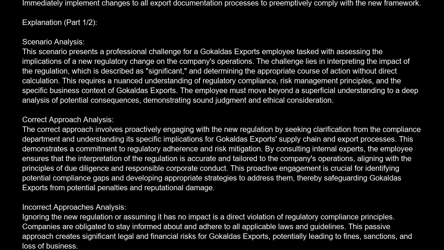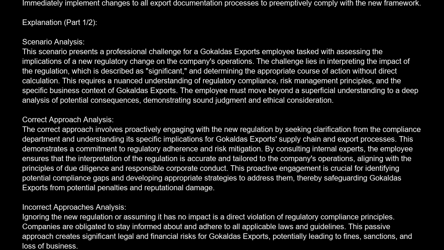department and understanding its specific implications for Gokaldas Exports' supply chain and export processes. This demonstrates a commitment to regulatory adherence and risk mitigation. By consulting internal experts, the employee ensures that the interpretation of the regulation is accurate and tailored to the company's operations, aligning with the principles of due diligence and responsible corporate conduct. This proactive engagement is crucial for identifying potential compliance gaps and developing appropriate strategies to address them, thereby safeguarding Gokaldas Exports from potential penalties and reputational damage. Incorrect approaches analysis.